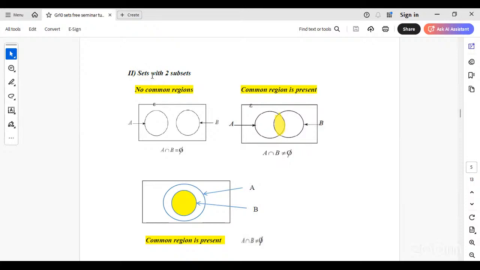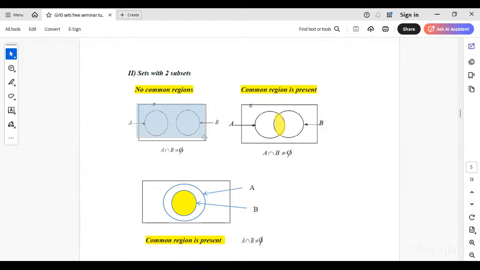Right. So sets with two subsets here. Here you have one subset, and here you have one subset. Now A is mentioned separately here and B is mentioned separately here. Do you have any common regions which intersect both? No. So there are no common regions present in this particular set.